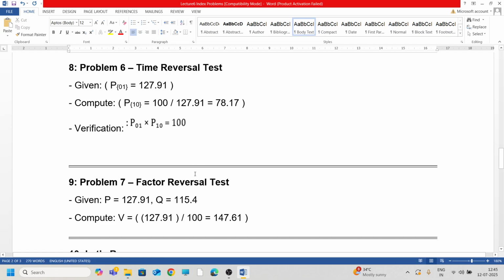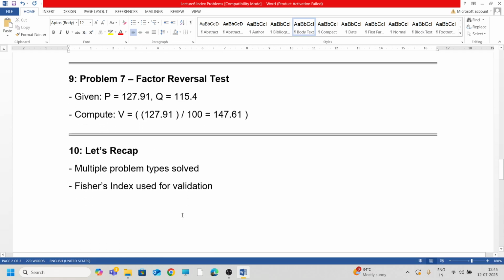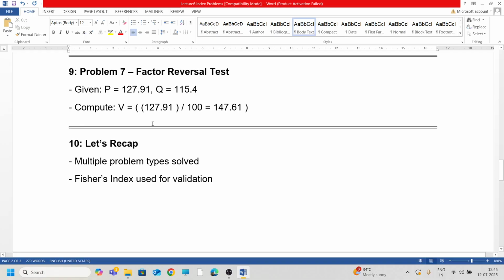Second one, next one, factor reversal test. In that factor reversal test, P, Q given. P means price, Q means quantity. So the value index equals price into quantity divided by 100. So price into quantity divided by 100, that gives 147.61.